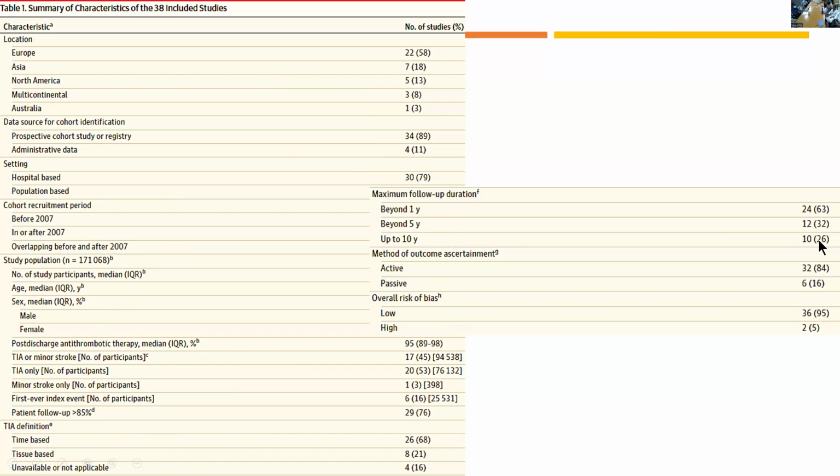And remember, I am really interested in 10-year follow-up. What percentage for 1-year follow-up, 5-year follow-up, and 10-year follow-up? Most of them had active surveillance. And the risk of bias we will come to. They determined that the overall risk of bias was low in 95% of the studies. So people say it's garbage in, garbage out, but these people say no. It's good studies and the results are going to be good.